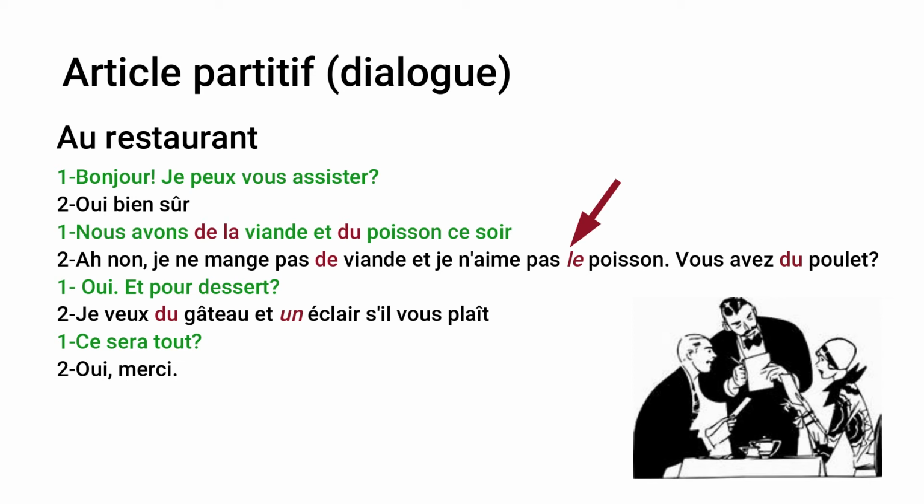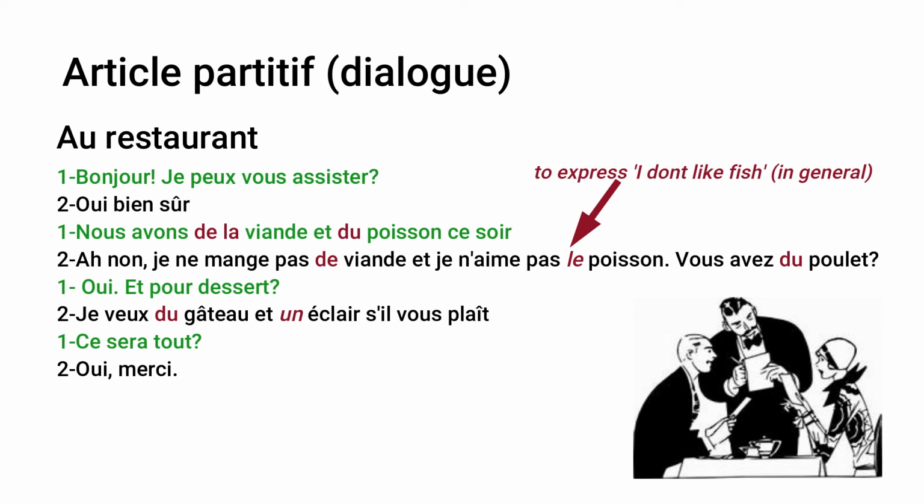Let's just rewind a bit to understand where do we use partitif. So partitif is to talk about a part of something, or you're saying some, okay? So you basically want to say I don't like fish, not I don't like some fish or I don't like a part of the fish. That's not what you mean. When you don't like something, it's a general statement, right? So that is why it will be je n'aime pas le poisson. I just generally don't like fish.